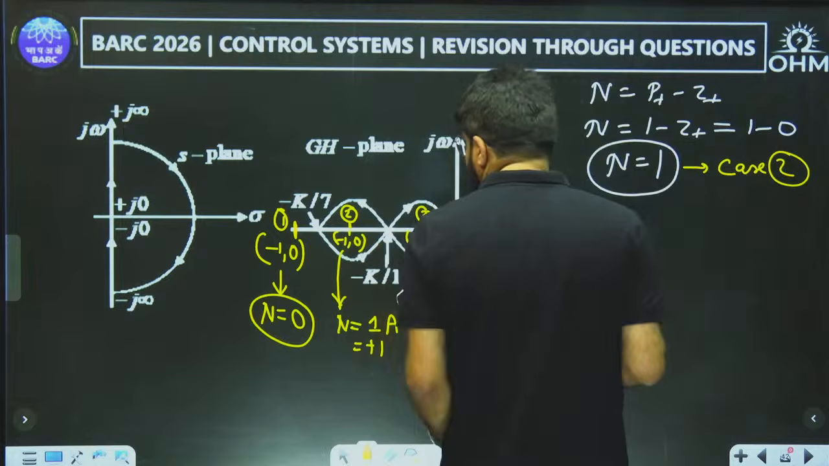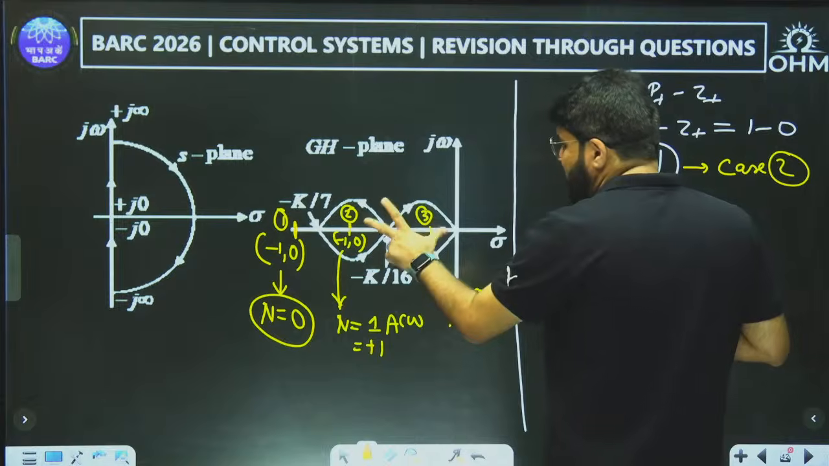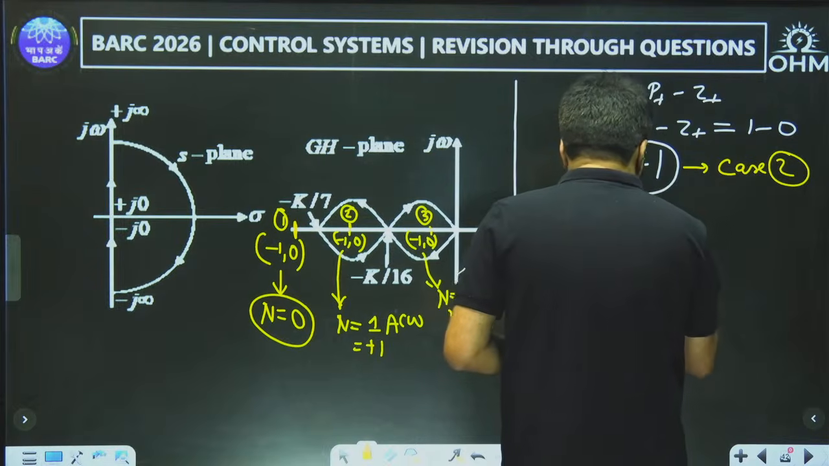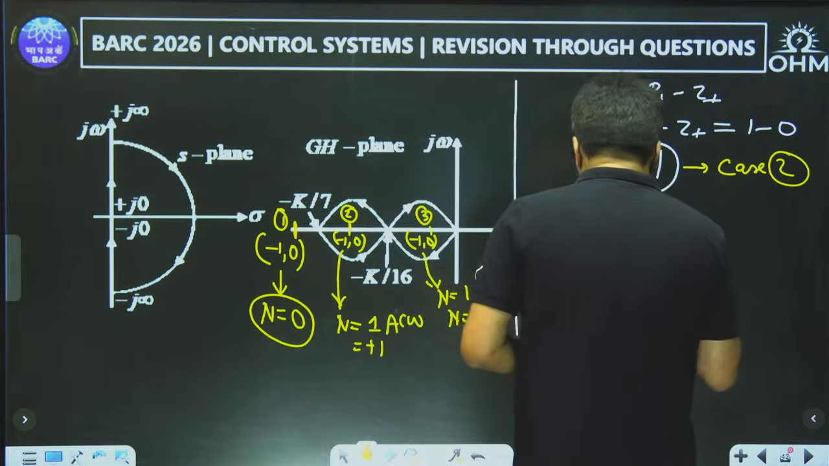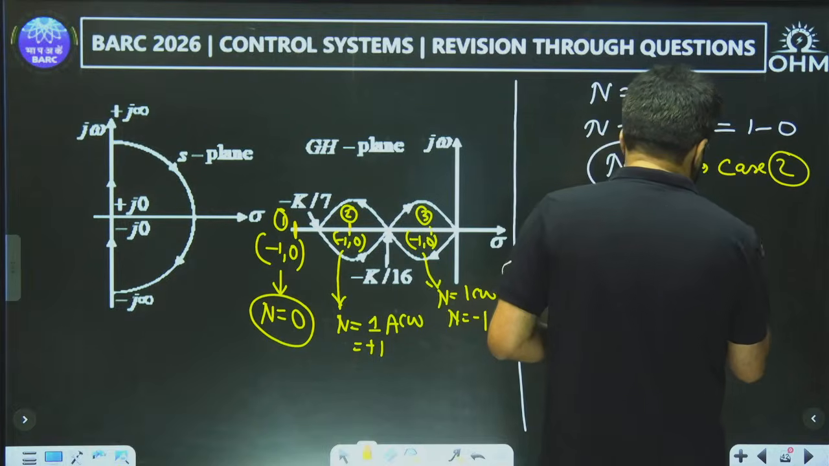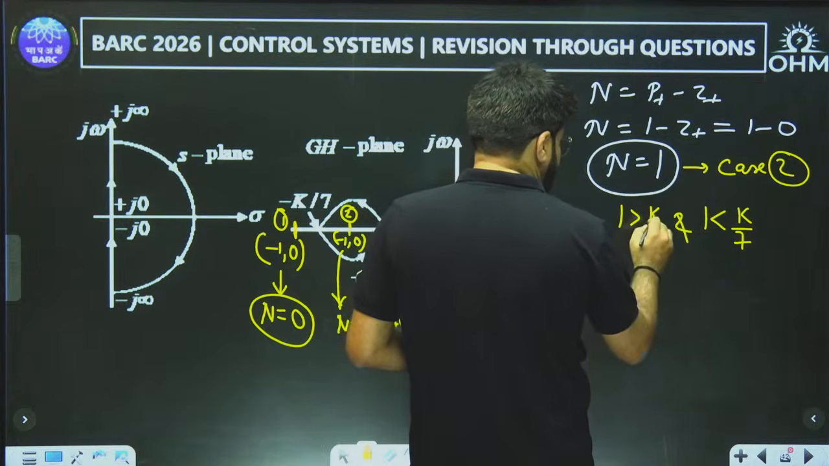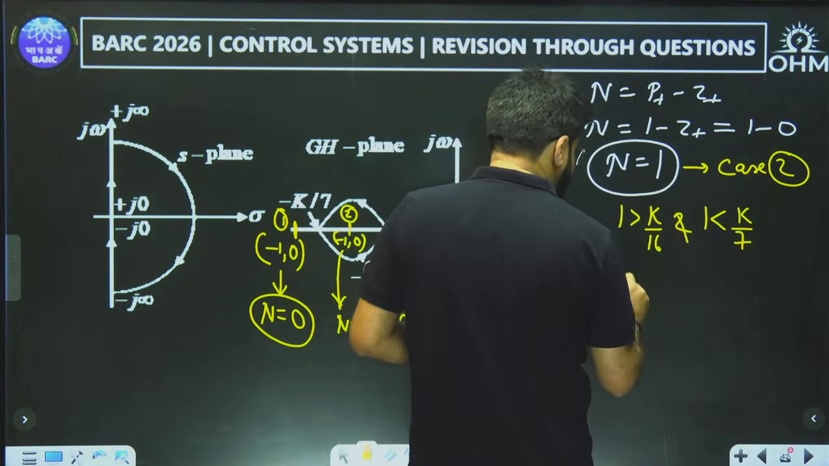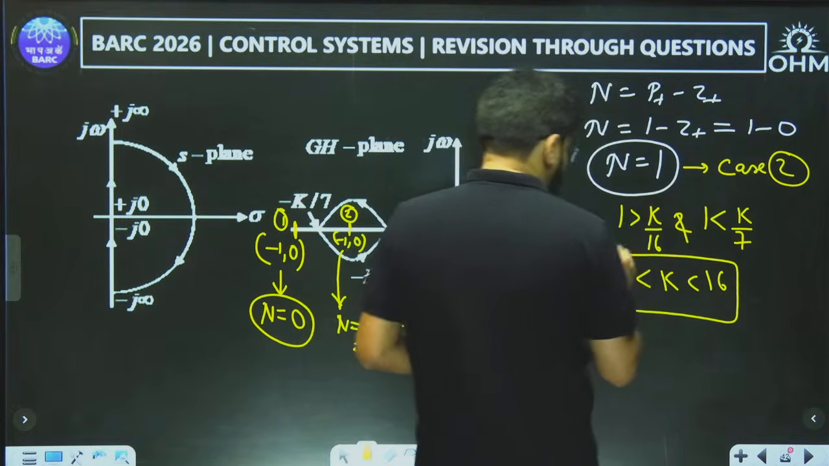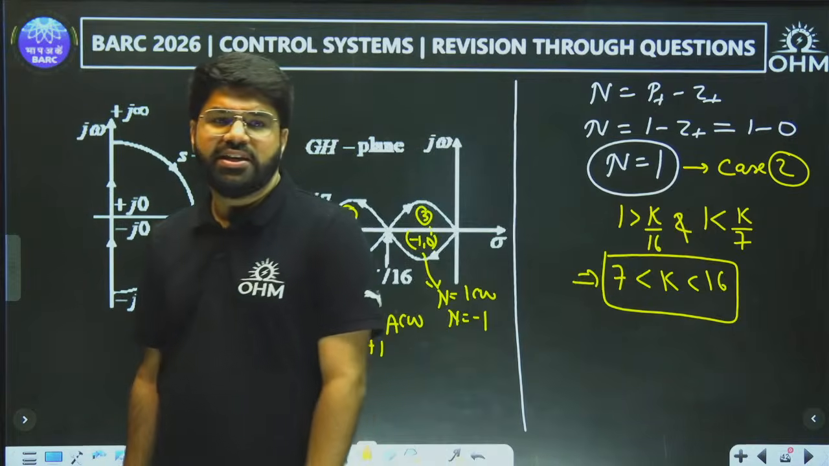Right here. And in case number 2, what do you want? Now you see this much of the distance. The distance of minus 1 comma 0 is 1, and this distance should be greater than k by 16. So 1 should be greater than k by 16, and the same distance 1 should be less than k by 7. That will give you the range. Here k is less than 16, here k is greater than 7. So k is between 7 and 16.